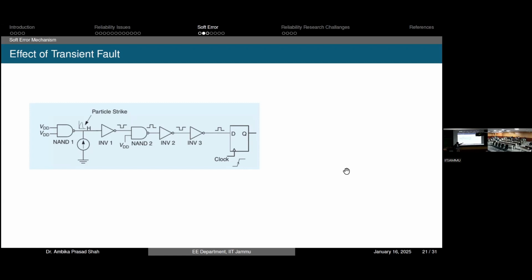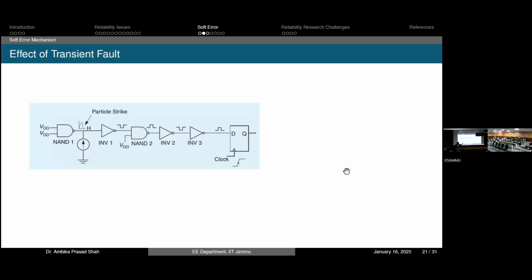So the 0 is initially connected to this D. Whatever output I get, let us assume I have initiated this clock. The output of this D flip-flop will be logic 0 only if I don't have any spike. But what is going to happen? Let us assume some particle strikes at this sensitive node. In this case, after passing through two inverters, forget about this NAND gate 1 and inverter 2. I will tell you the importance of that again. Let us assume I have only inverter 1 and inverter 3. In this case, I will get one impulse here.